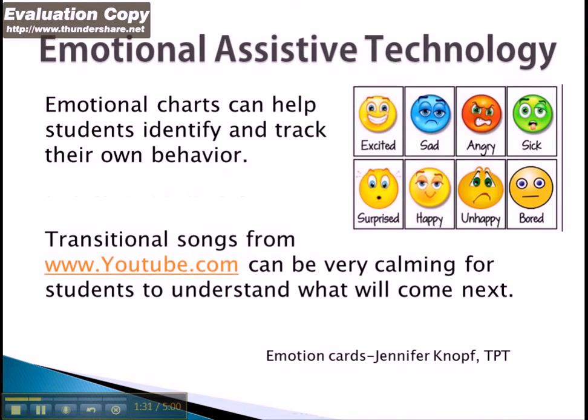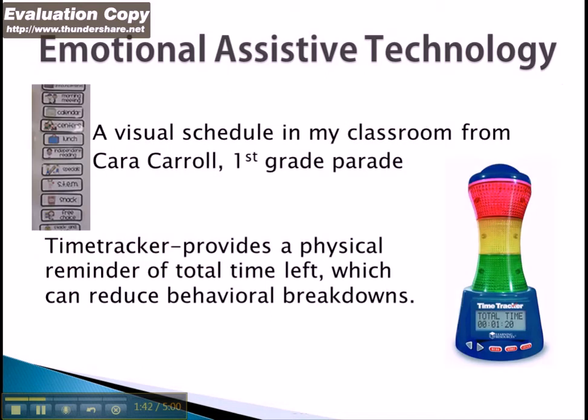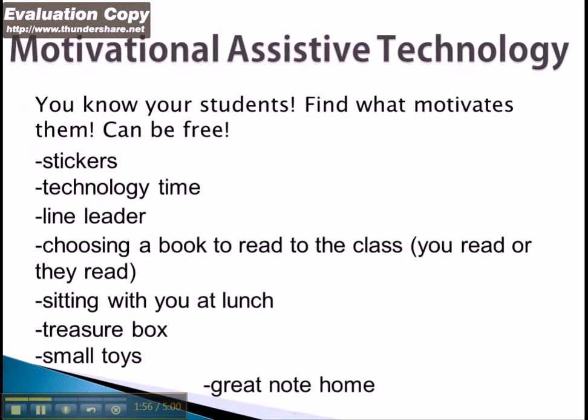As you can see, there are also emotional charts that can help students who might have an emotional disability. Transitional songs from YouTube.com can also be very calming for students to understand what will come next. A visual schedule can help as well with emotional assistive technology. I have one in my classroom, as you can see in the picture. You can also use a time tracker, which provides a physical reminder of total time left, which can reduce behavioral breakdowns.